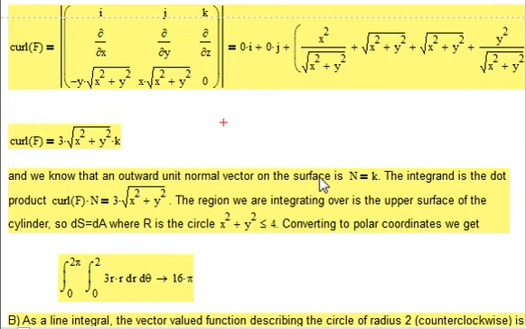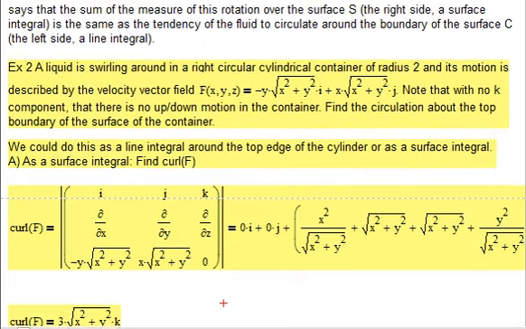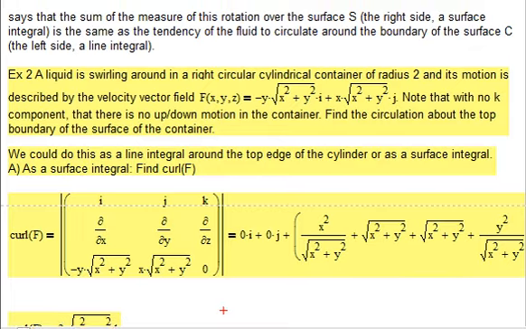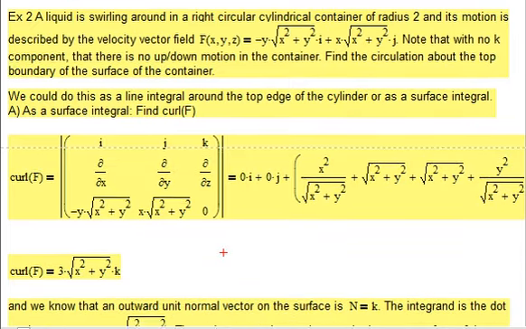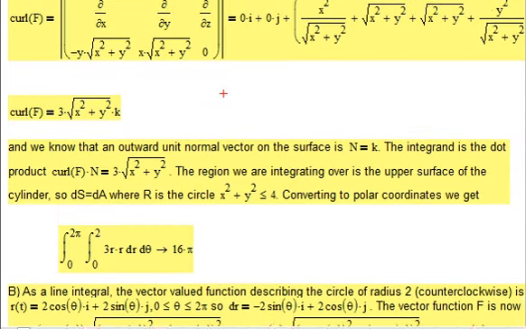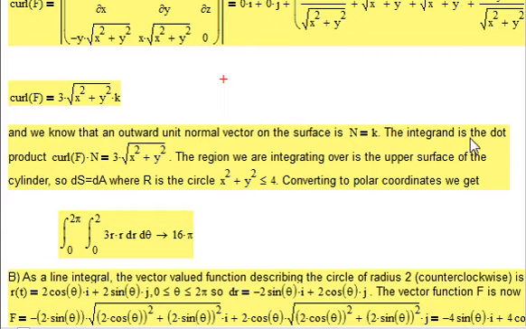So, we know an outward unit normal vector to the surface is n equals k. Why do we know that? Well, it's the top of the cylinder, right? Remember, it's a cylinder of radius 2, so just k. N equals k, and that's a unit vector. So the integrand is the dot product of curl of F and n, which is 3 times the square root of x squared plus y squared.